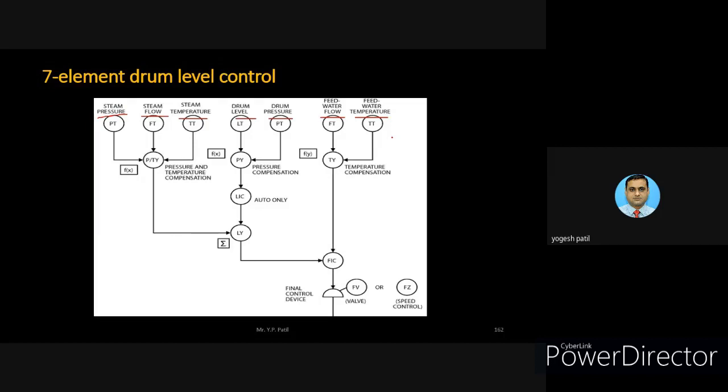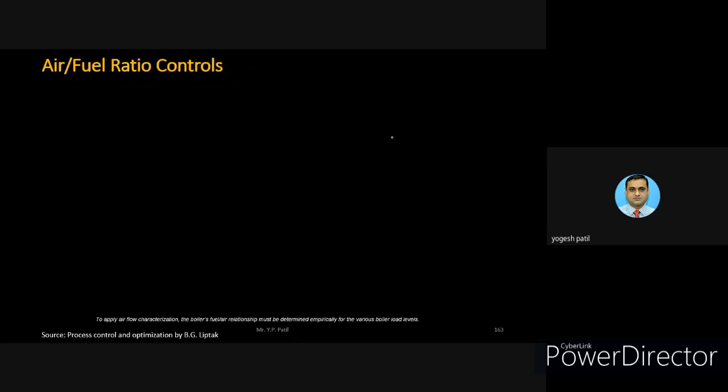So here the 7 parameters are controlled. The 3 parameters are on the steam side, that is steam pressure, steam flow rate, steam temperature. 2 parameters are on the drum side, that is the drum level and drum pressure. And 2 parameters are on the feed water side, that is the feed water flow rate as well as the feed water temperature, because the economizer is also placed over there, so the temperature also needs to be monitored. And then finally the flow rate of the feed water gets controlled with the help of these 7 parameters. So this is 7 element drum level control.